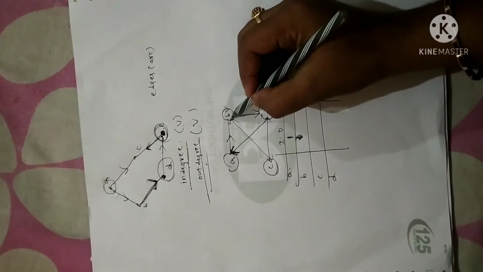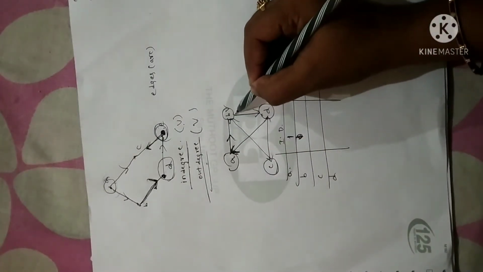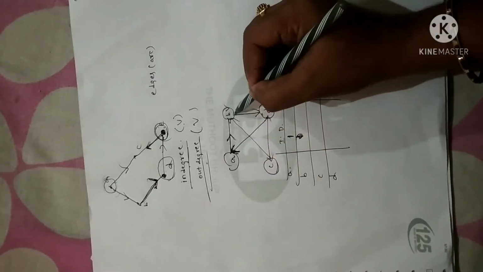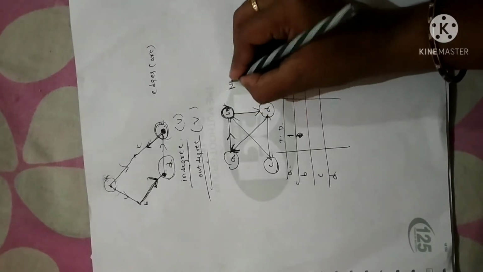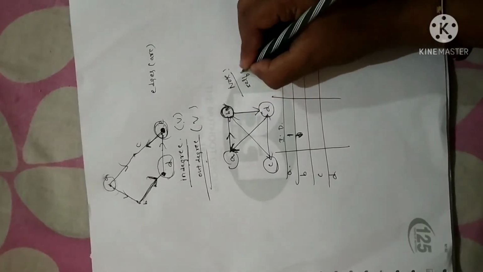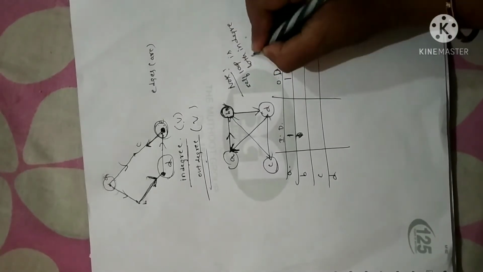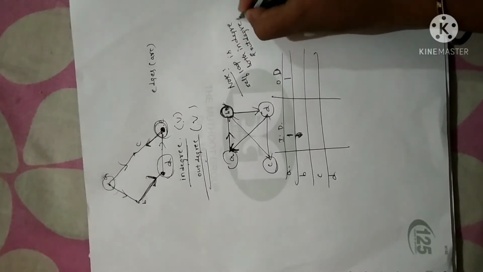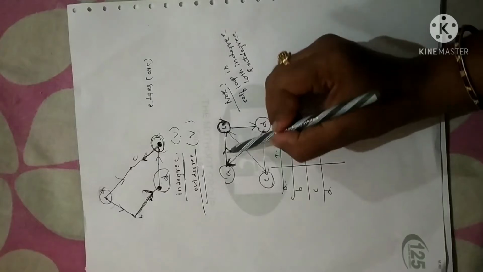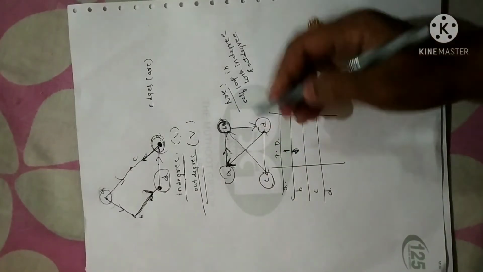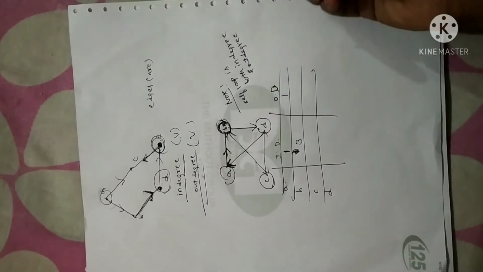Now coming to the vertex B, indegree is how many? See, 1. Indegree we have to count, right? So 1. Again a self loop. Remember, self loop has to be taken as both indegree and outdegree. Key point is that self loop is both indegree and outdegree. You have to count that as both. So when you count indegree of B, 1, 2, 3. See here, 1, self loop 2, again from this 3. So indegree is 3.